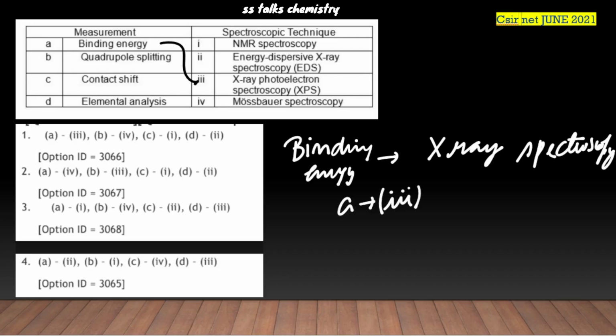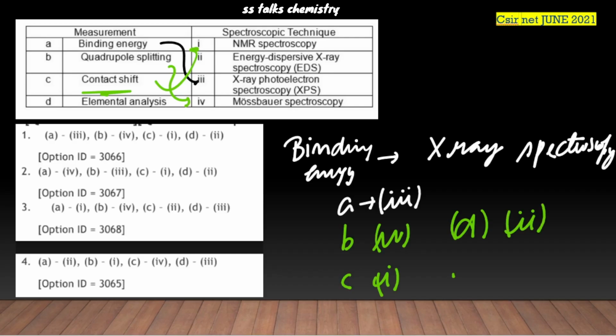Next, it is about the quadrupole splitting. The quadrupole splitting we measure using Mossbauer. That means B is with the fourth one. Now C, which is the contact shift, which means they are asking about the chemical shift values. This value you can find using the NMR technique. So C will be matching with the first one, and D we are left with, that is elemental analysis, which is done using energy dispersive X-ray spectroscopy. So D will be matching with the second one.